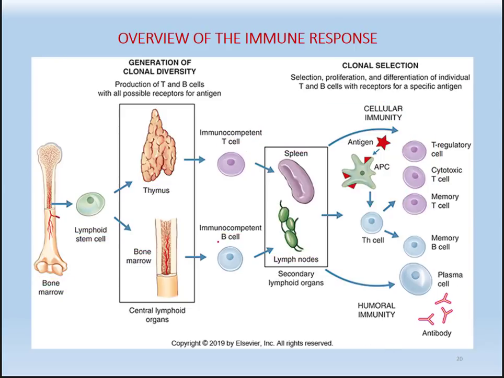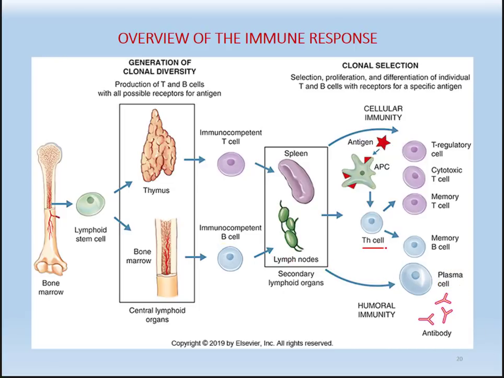Now, B cells, when activated, so after they've matured, they end up, for the most part, in our lymph nodes. When they're activated, they're going to become plasma cells. And these plasma cells are going to produce antibodies that are specific to a particular antigen.